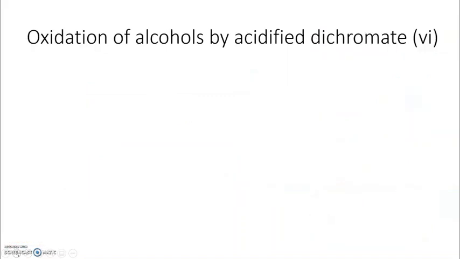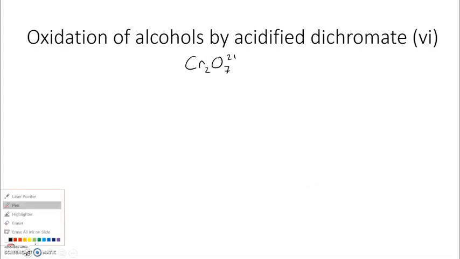Let's move along. Now, the type of oxidation that we're going to look at specifically in this section is the oxidation of alcohols by acidified dichromate(VI) ions. Now, dichromate(VI) has the formula Cr2O7 2-.